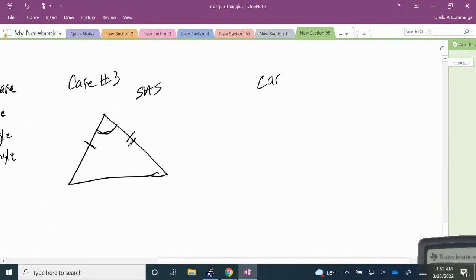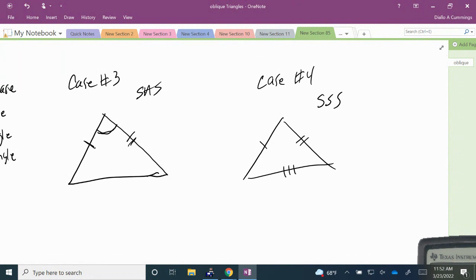And then in case number 4, we have side, side, side. Right, so if you're given all three side lengths, you could find all of the angle measures by using the law of cosines. Right, so these are the 4 cases, okay, with the information that's used in order to find or to solve an oblique triangle.